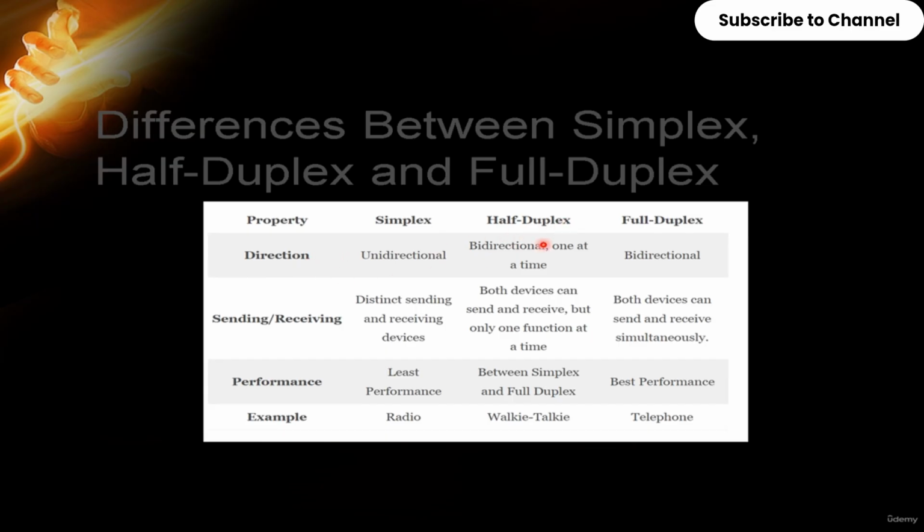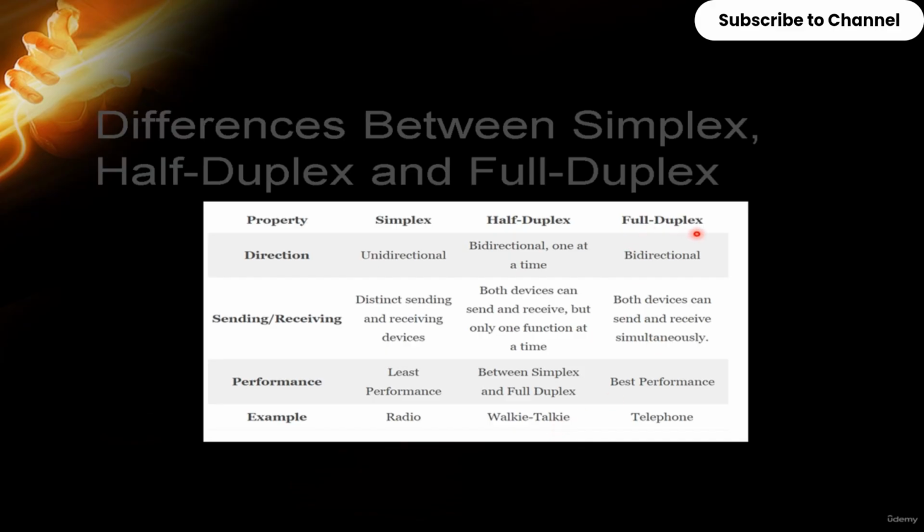Then half duplex communication is a bidirectional communication. Both the sender and receiver can transmit, but only one can transfer or receive at a single time. Its performance is better than simplex, and it can also be used as full duplex with the condition applied, one at a time. An example is the walkie-talkie.